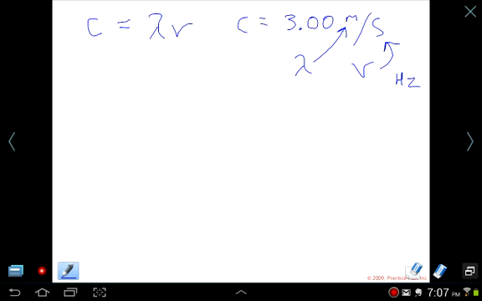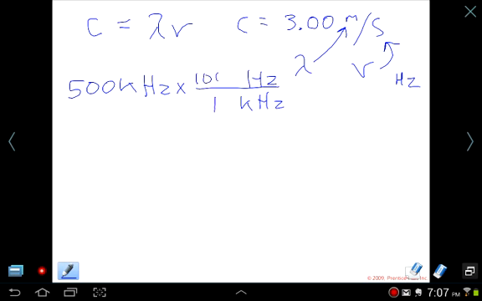So we're beginning with a frequency of 500 kilohertz, which means we'll have to first convert into hertz using those prefixes. So on the bottom we'll put kilohertz, on the top we'll put hertz, and just like kilometers and meters, 1 kilometer is 1,000 meters, so 1 kilohertz is 1,000 hertz. And essentially what you get yourself is 500,000 hertz. So this is our frequency.